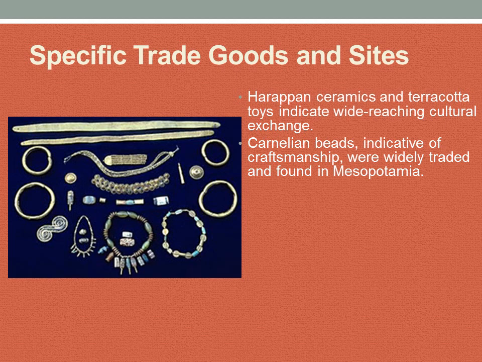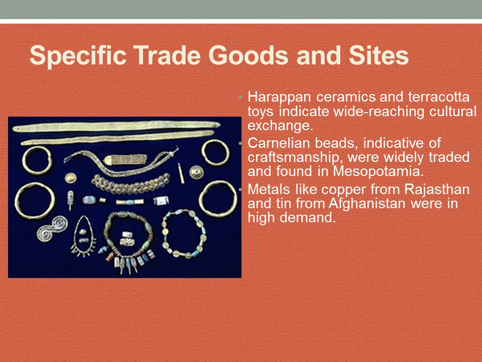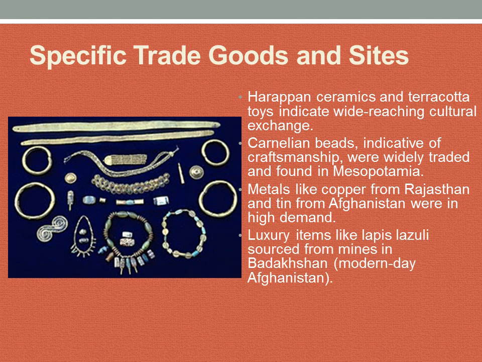Carnelian beads are indicative of craftsmanship which were widely traded and found in Mesopotamia. So carnelian beads are one of the most important indicative features of archaeological influence of Indus Valley Civilization in Mesopotamia. Metals like copper from Rajasthan and tin from Afghanistan were in high demand throughout all the sites of Indus Valley Civilization, and also sometimes abroad.